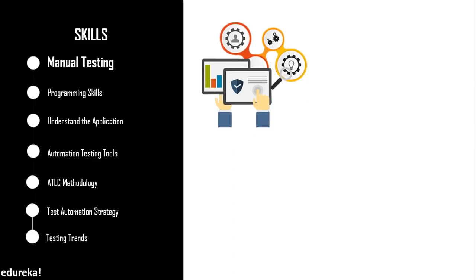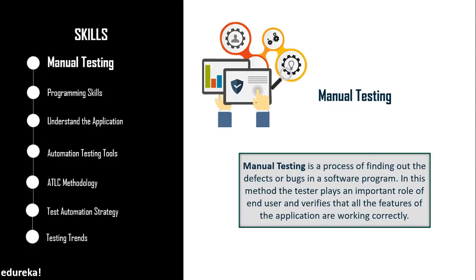The first one is manual testing. While I understand that companies are moving towards codeless automated testing tools, to reach an expert level and to keep up with the competition of automation test engineers in the industry, it is highly important to focus on manual testing concepts initially. Manual testing is basically a process of finding defects or bugs in a software program. In this method, the tester plays the important role of an end user and verifies that all the features of the application are working correctly. This makes a point very clear that automation testing is for experienced manual testers.